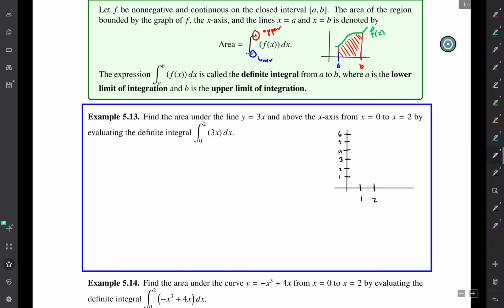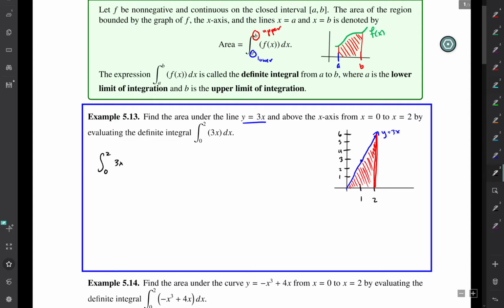So in this first example, we have y equals 3x, which would be a line that goes through (1, 3) and (2, 6). And it goes through the origin, so that'd be y equals 3x right there. And what we're going to find is the area from 0 up to 2 underneath that curve. To do that we take the definite integral from 0 to 2 of 3x dx, and maybe I'll highlight the bounds in colors. So 0 is blue, 2 is red.